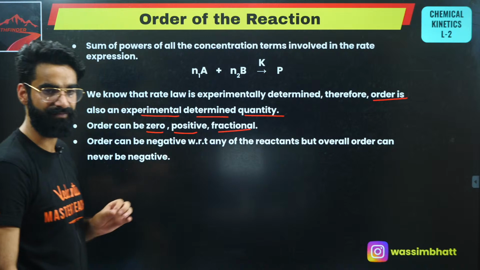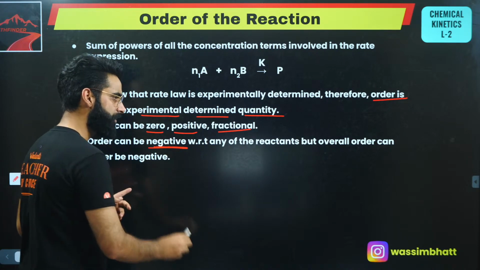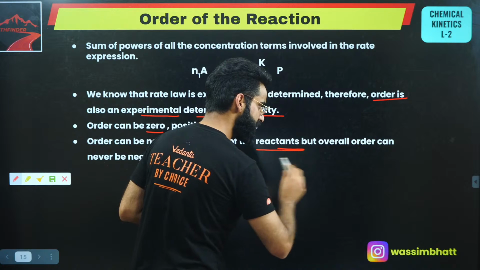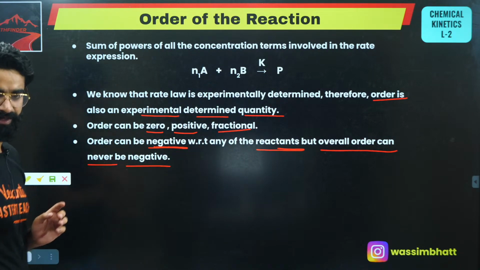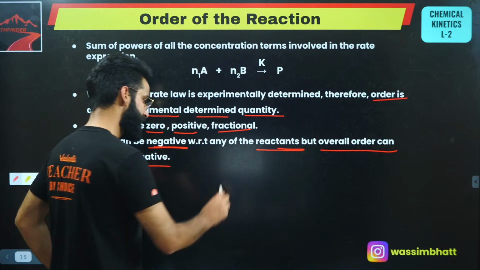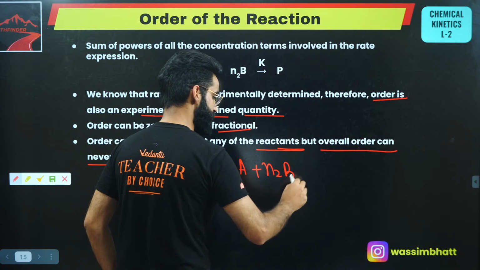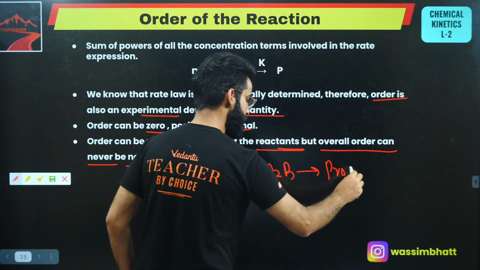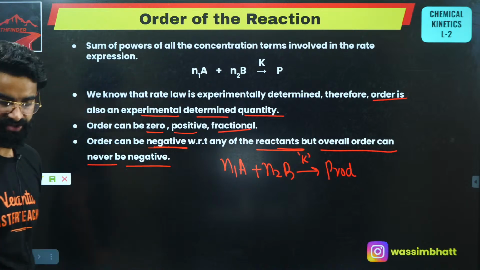Now, what is important? Have a look. Order of the reaction can be negative with respect to any of the reactants, but remember, overall order of the reaction can never be negative. What does it mean? Let's say I've got the reaction n1A + n2B gives products. Let's assume the rate constant of this reaction is K.